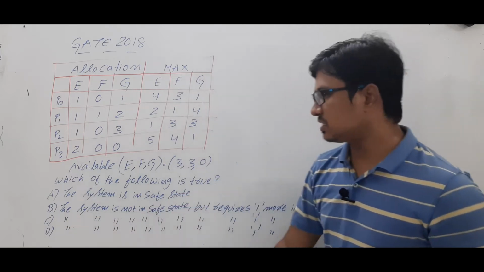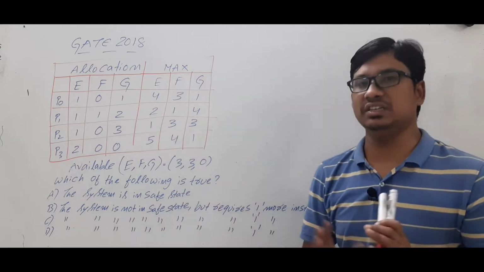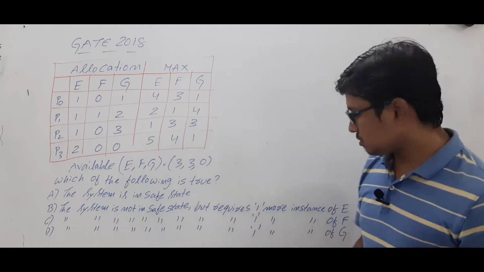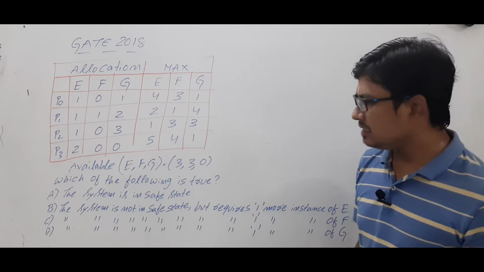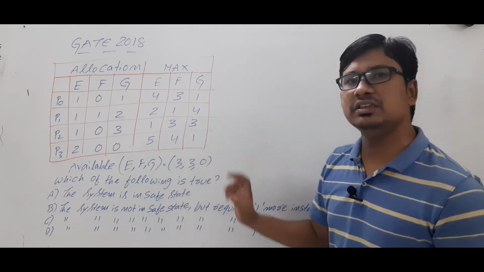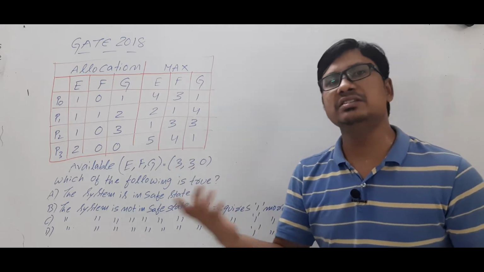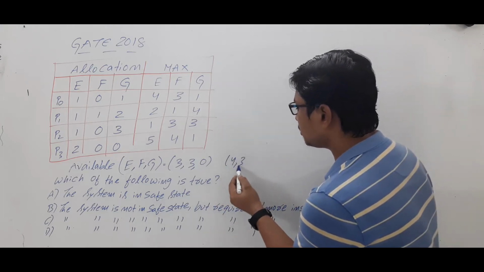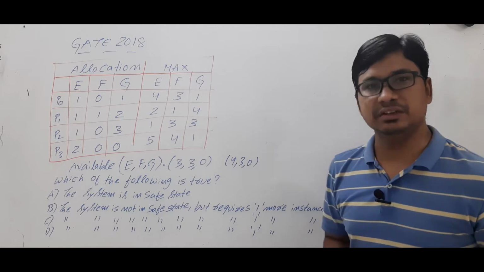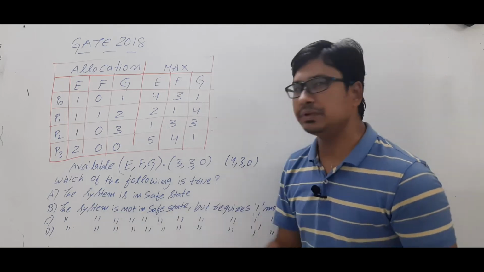Now option B is saying that the system is not in safe state but requires one more instance of resource E. Is it clear? What they are saying is that with 330 you cannot make the system safe and that with 430 you can make the system safe. So this is what option B is saying.